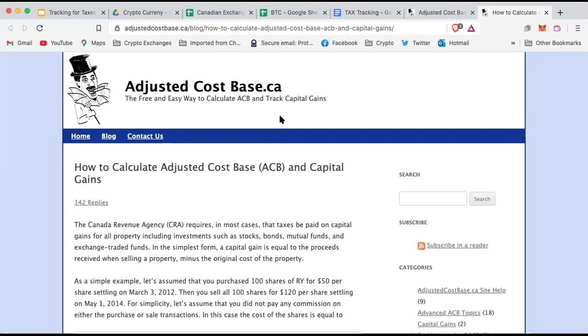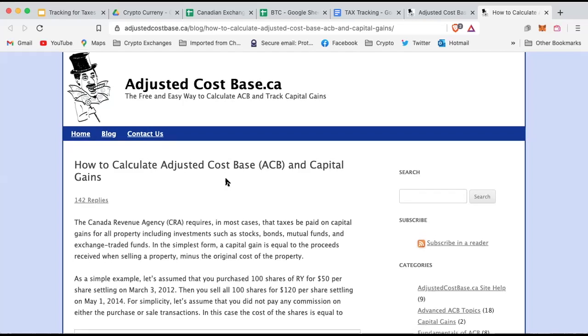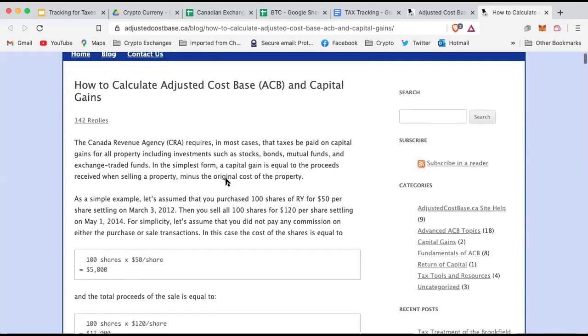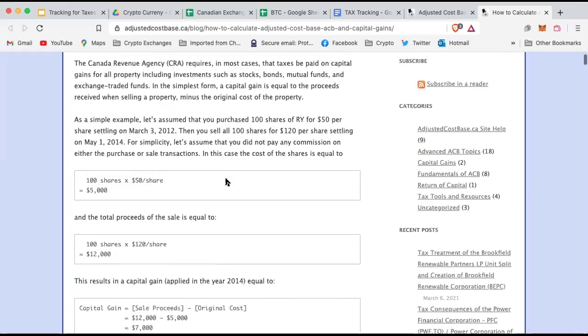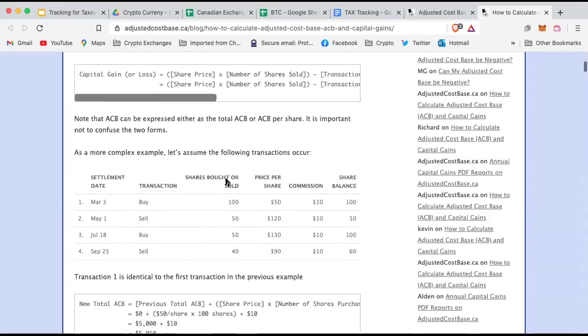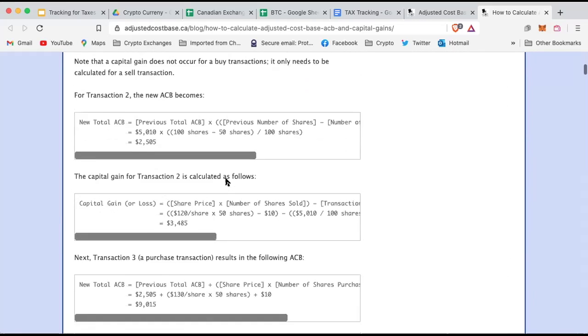In my researching of tracking cryptocurrencies for tax purposes, I discovered a very useful and free website called AdjustedCostBase.ca. The link is below. It goes through the process of calculating the adjusted cost base and capital gains, which is necessary for tax purposes. It goes through several examples of calculations, which I have pulled out and will go through separately in some slides.